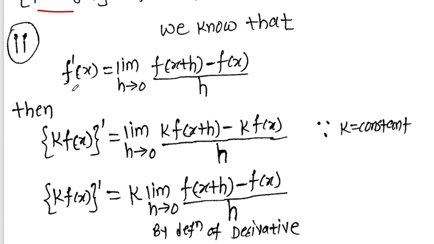Okay, then we know that here k is a constant. If you multiply k to this function, then we get the derivative of k into f(x) equal to limit h tends to 0, (k f(x+h) − k f(x))/h. So here we have simply multiplied k to this function.